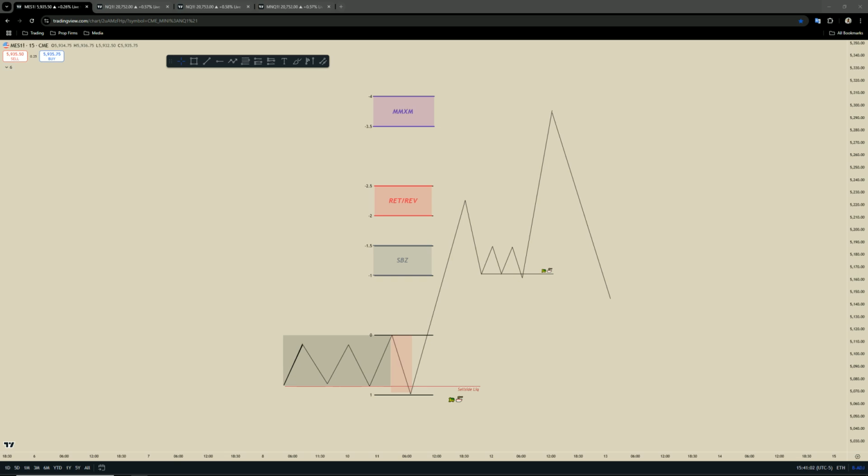The best way to use it is pairing it with your power of three. The way you would use it for your power of three is that you pull it from your manipulation leg. You can also pull it from the first distribution leg. I know some people use it, some people don't. If you just want to pull it strictly off your manipulation leg, that's what you should do. If you like it, that's up to you.